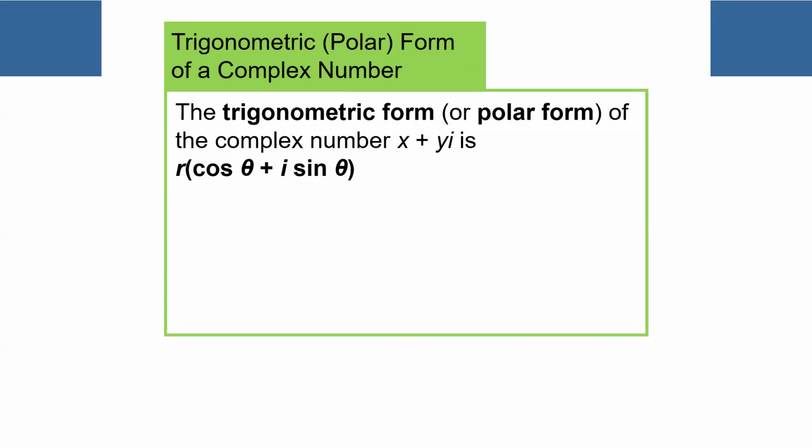So let's dive in. When we're looking for the trigonometric form or polar form of a complex number, x plus yi is your radius times cosine theta plus i sine theta. That is going to be the polar form of it, the trig polar form.